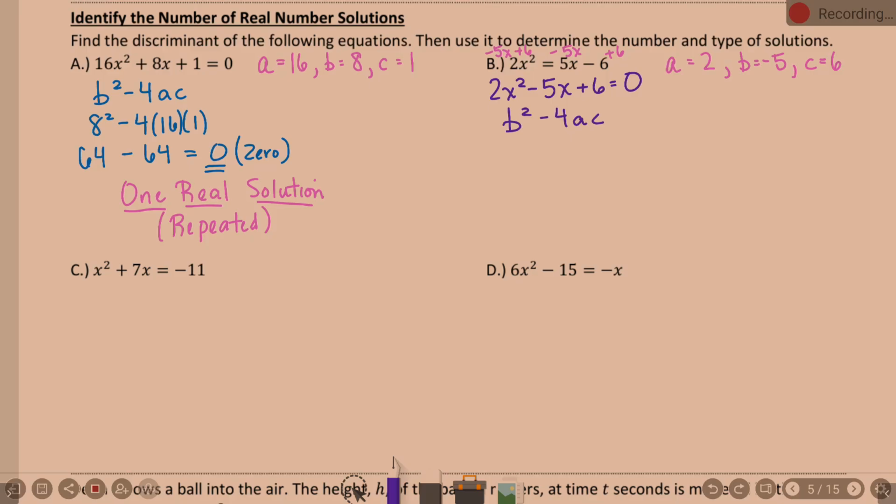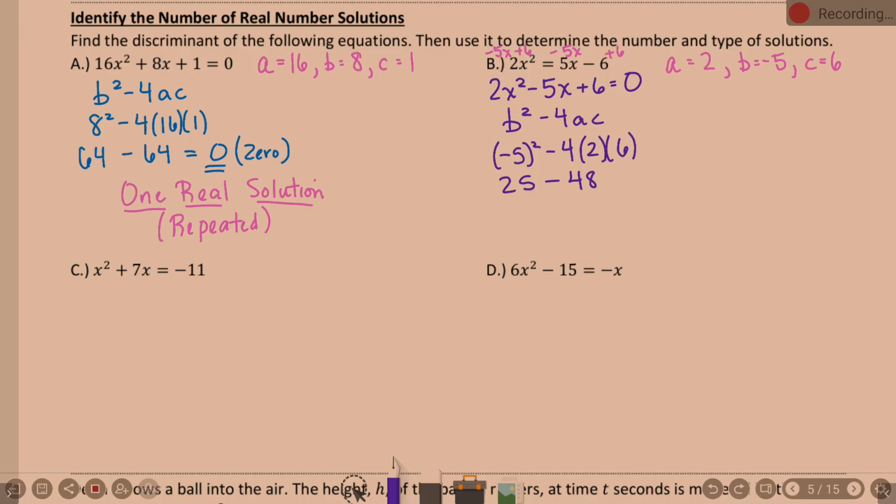So B squared: negative 5 squared minus 4 times A, my A, which is 2, times my C, which is 6. What is negative 5 squared? 25. It's positive, yes? Because when you square a negative. Minus 4 times 2 times 6. So 4 times 2 is 8, times 6 is 48.